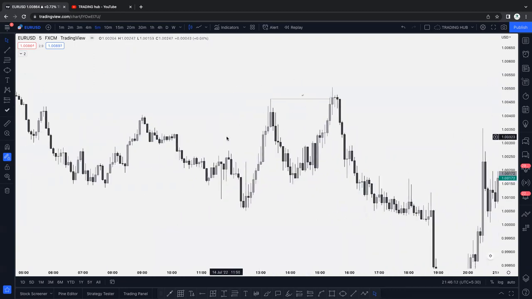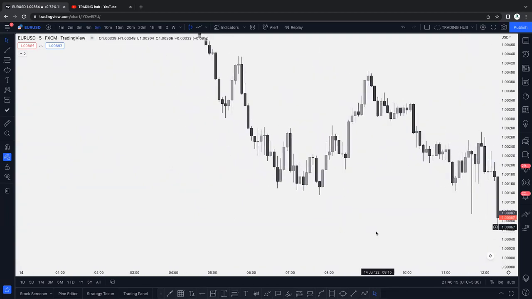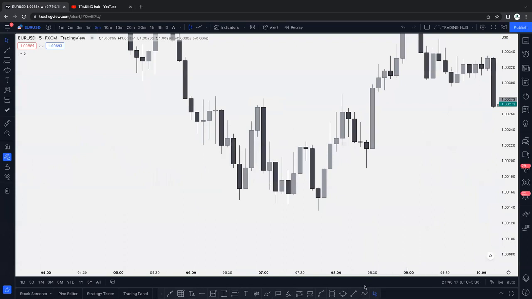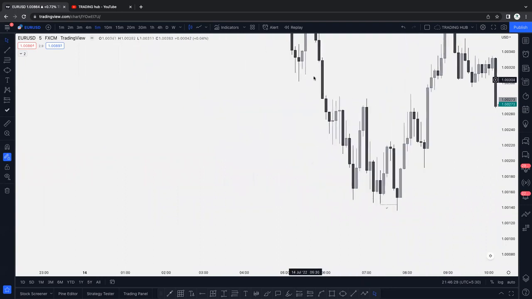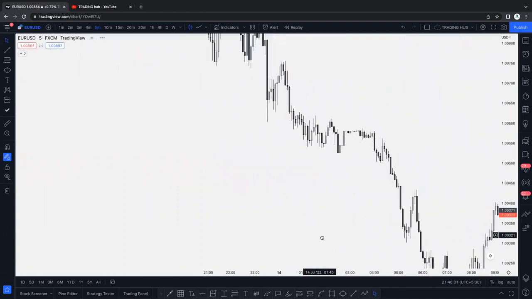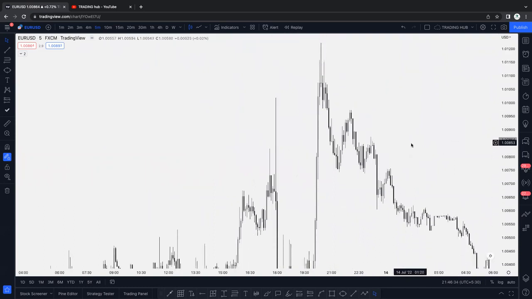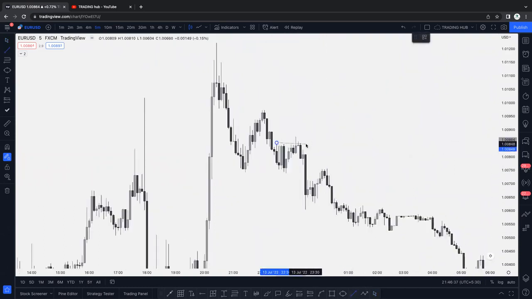So yes, this one is a liquidity sweep and this one is also a liquidity sweep. The market took out this low and closed above it. So this one is also a liquidity sweep, correct? Yes sir. And this one is also a liquidity sweep. Okay, so this is a liquidity sweep. So if anybody has any more questions, ask me.